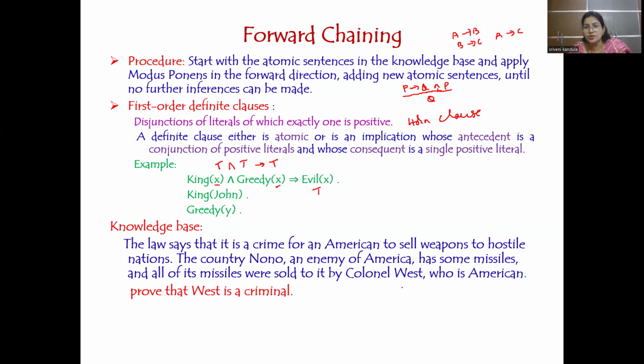So in order to do that, what should we do? First of all, we should convert this entire data into first order definite clauses. That means on the left-hand side, we should have a conjunction of positive literals, and that should be given in the form of modus ponens. That means in the form of P implies Q, you should write the rules.